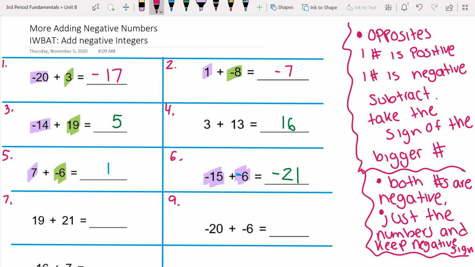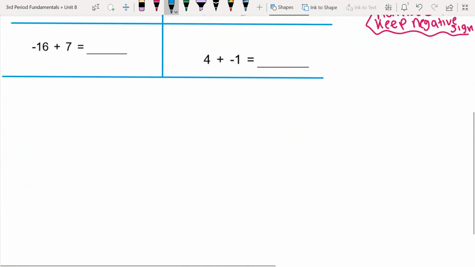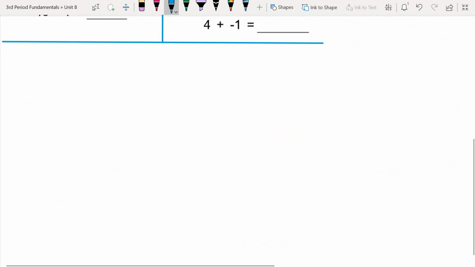So on number 7, just adding, so hopefully that went okay. You should have just gotten 40. Number 9 is like my number 6, where first number is negative 20, second number is negative 6. They're both negative numbers, so you have to just add them. 20 plus 6 is 26, and because they're both negative, your answer stays negative. Hopefully that wasn't too bad.